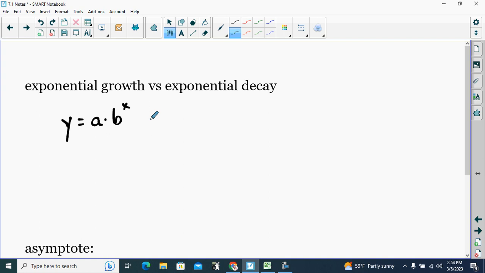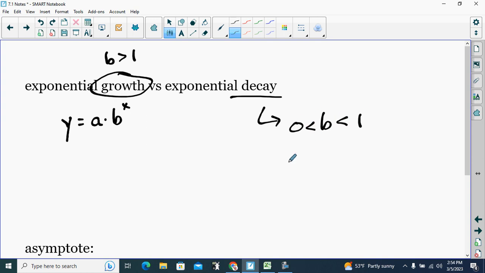And we are going to have exponential growth if b is greater than 1. If b is greater than 1, if the number I'm raising to the x, not the number out front, but the number I'm raising to the x is greater than 1, then we have exponential growth. We have decay if b is less than 1, and technically b has to be positive. It can't be a negative number.